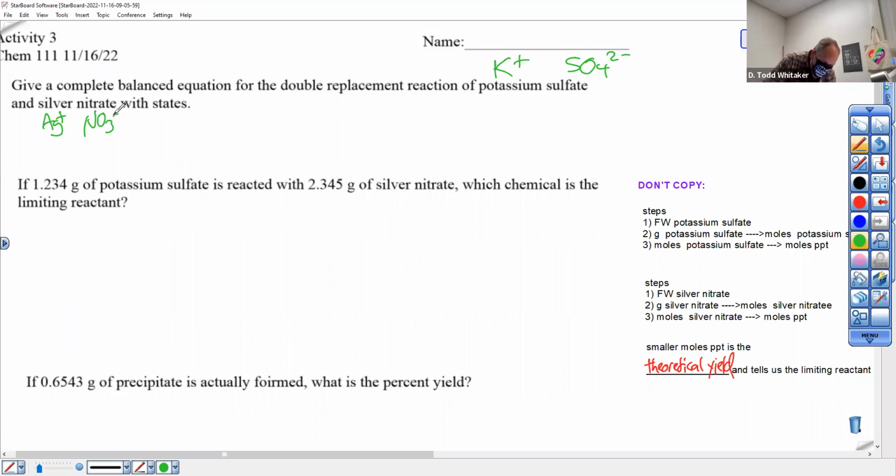All right, I need a formula for potassium sulfate now. K2SO4, reacting with the formula for silver nitrate, please. And states. Oh, I should have said with states. I'm sorry. Oh, it is at the end of the sentence, with states. Okay. All right. Not pulling a fast one here.